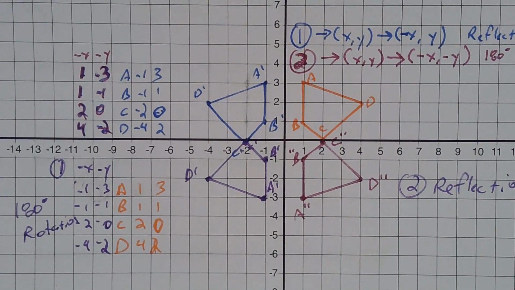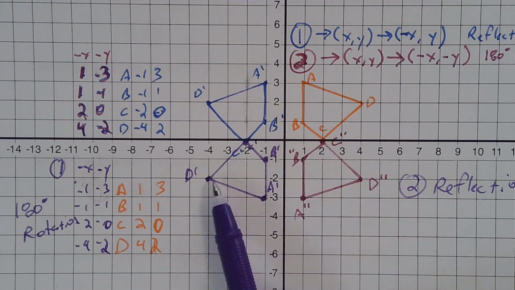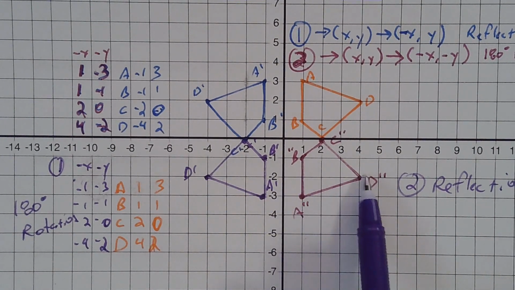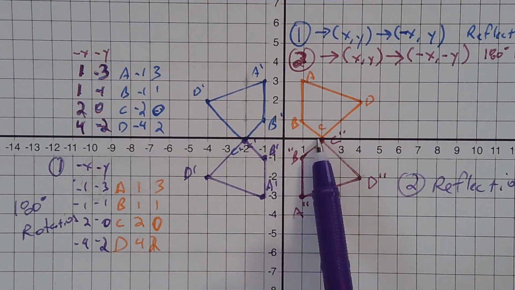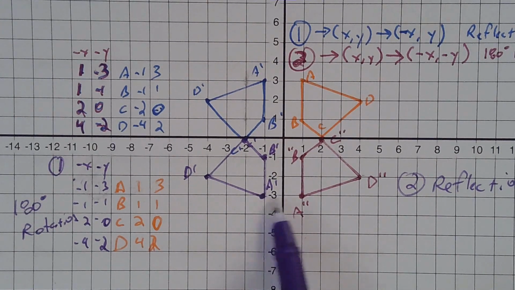Okay, so then it would be pretty obvious here that if we reflect it across the y-axis, it would land in the same spot for each one of these. This one would land here. This one would land here. This one would land here. And this one would land here.